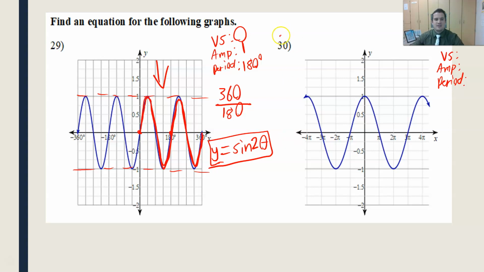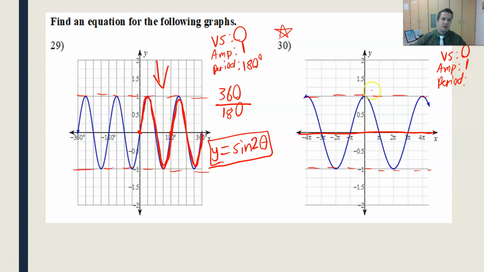Let's look at this next graph. First of all, I don't go any higher than 1. I don't go any lower than -1, which means my midline is at 0, which means there's no vertical shift. My vertical shift is 0. It doesn't move up or down. And my amplitude is still 1 because it's still just 1 above or 1 below there.